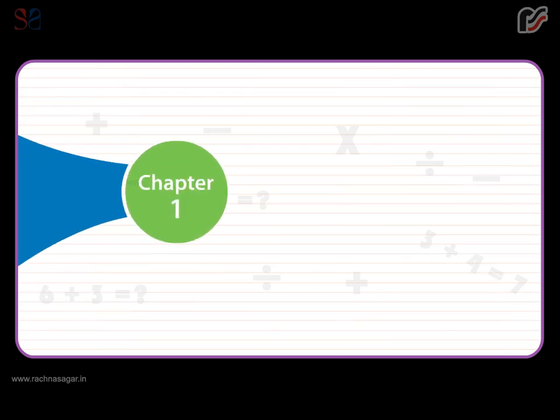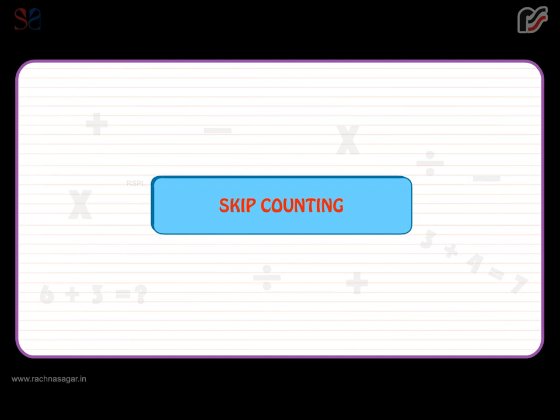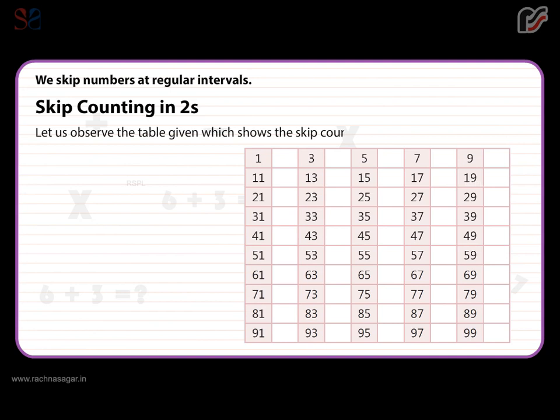Chapter 1 Multiplication. Skip counting. We skip numbers at regular intervals. Skip counting in twos. Let us observe the table given which shows the skip counting by 2. As we move ahead, we skip numbers, it forms a pattern.